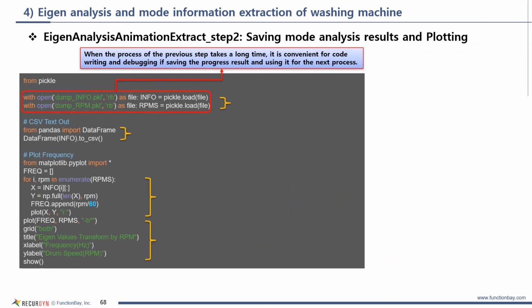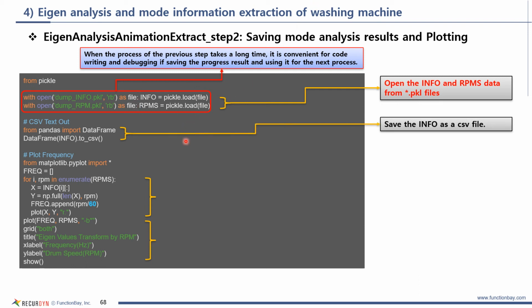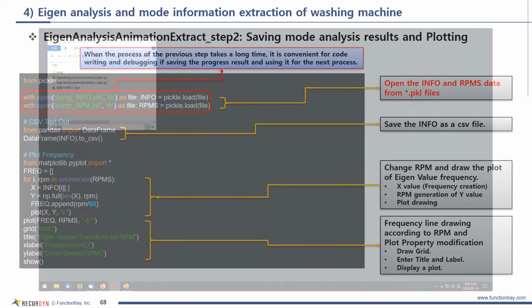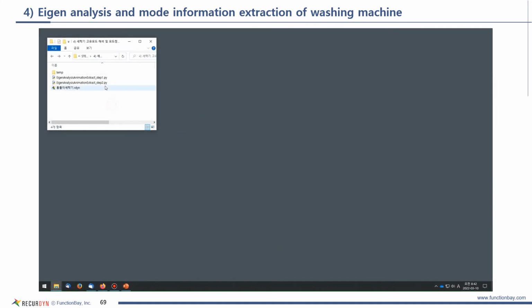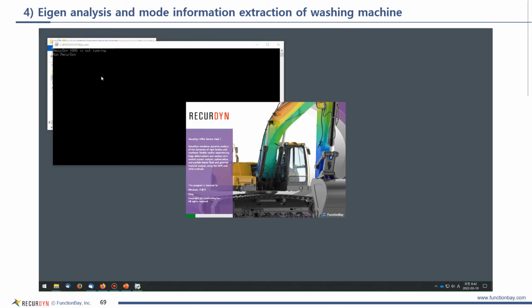Create a new Python script file and open the previously saved information using the pickle module. Draw the extracted natural vibration mode frequencies as a plot using Python's matplotlib. Let me show you the process of the eigenmode analysis and its result comparison.